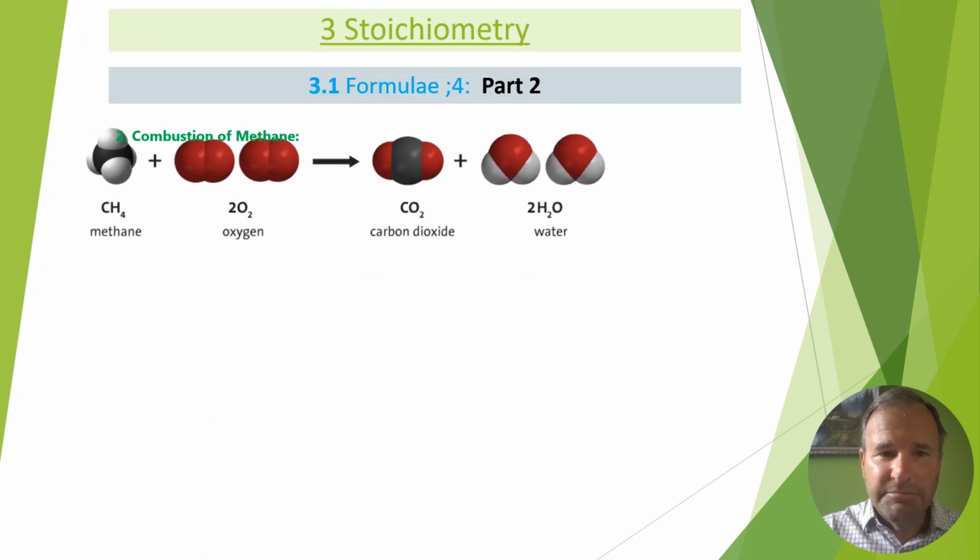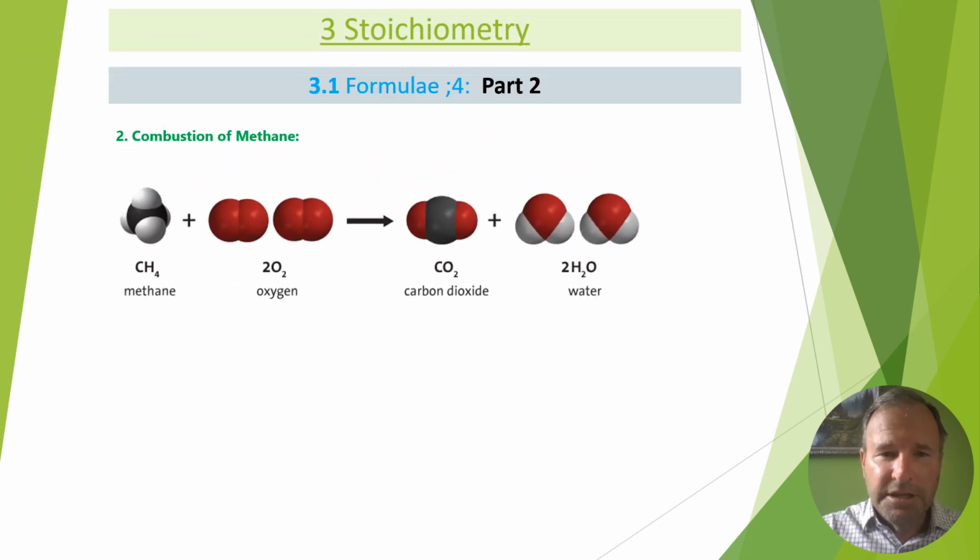Here's the combustion of methane. Here it is in a diagram model. Here it is, the chemical formula. And there it is as a word. We've got 2 lots of oxygen here, 1 carbon dioxide, and 2 lots of water.